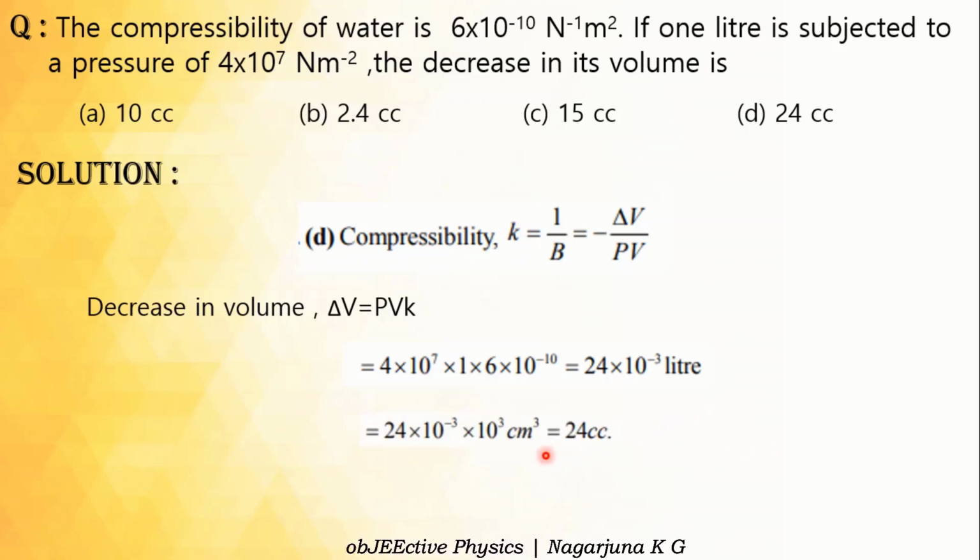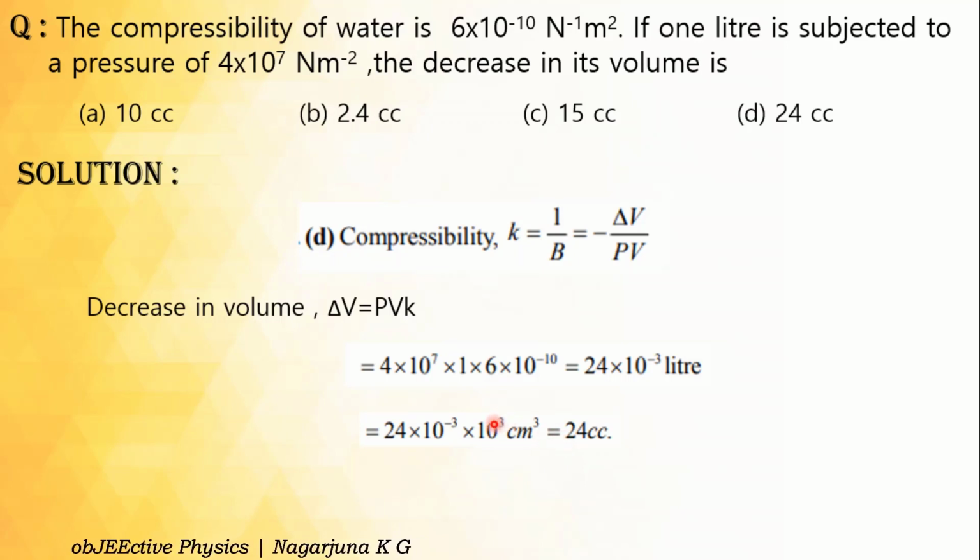But we know that 1 liter is equal to 10 cube centimeter cube, that is 1000 cc. So that is equal to 24 into 10 power minus 3 liter, but in the place of liter we can write 10 cube centimeter cube. So 10 cube and 10 power minus 3 cancel, that is equal to decrease in volume is 24 cc. So option D is the right option.